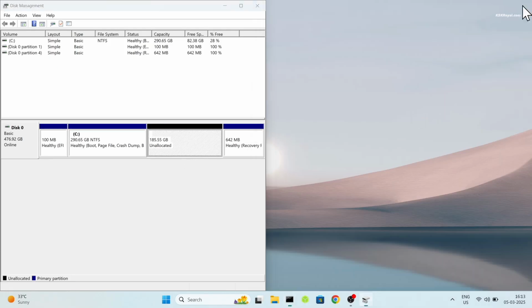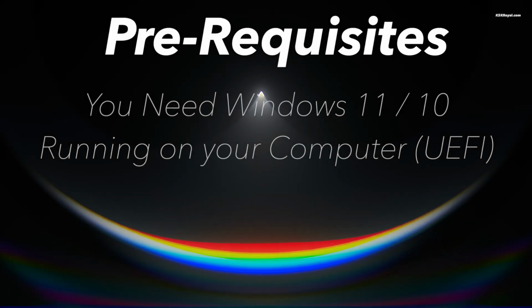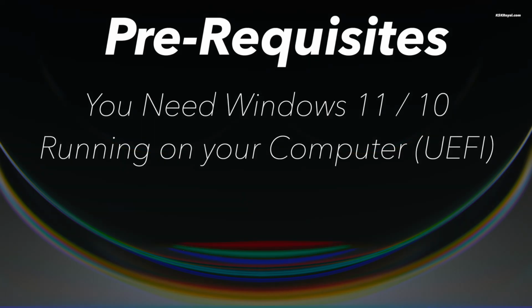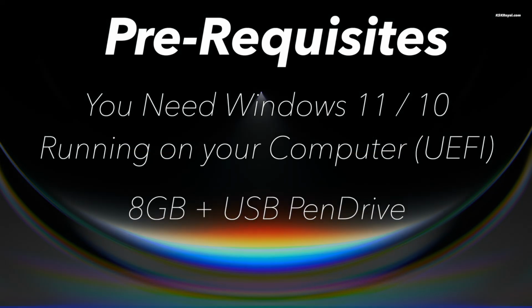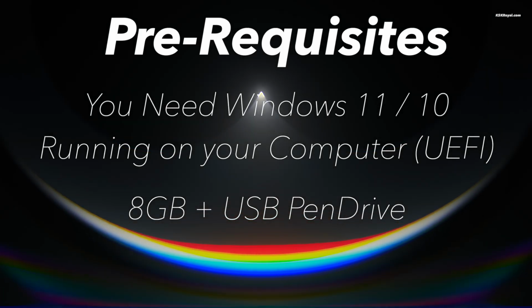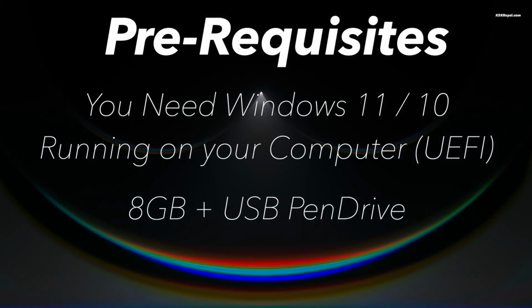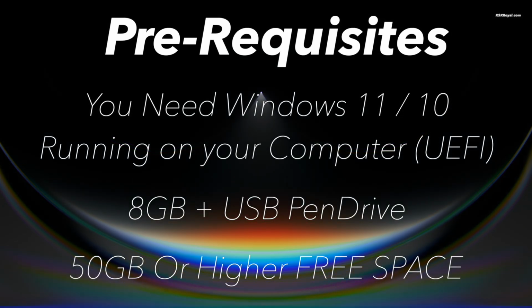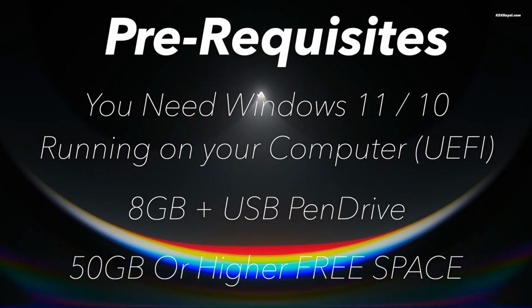The only requirements for this video: you need Windows 11 or Windows 10 installed on your PC or laptop, an 8 gigs or higher USB drive to create a bootable disk with Void Linux, and at least 50 GB of free space reserved from your existing drive.